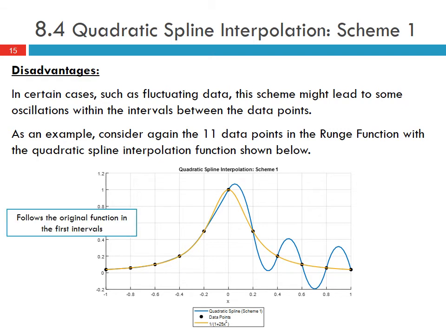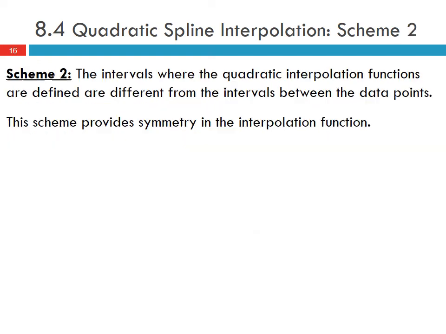So you can see that it follows the original function in the first intervals, but at the later intervals we see that there are large oscillations, which would give erroneous results if we use this to interpolate the data. So for scheme 2, the intervals where the quadratic interpolation functions are defined are different from the intervals between the data points. So this scheme provides symmetry in the interpolation function, which you can see did not exist in the previous scheme, as in the example shown with the Runge function.